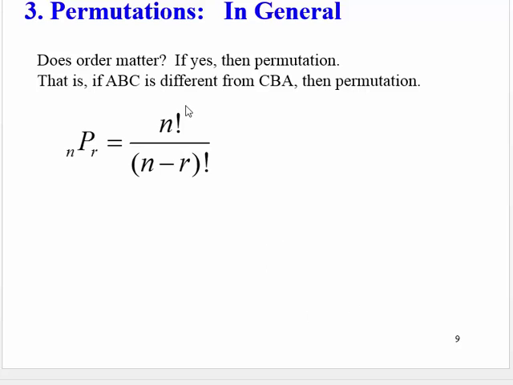In general, the question is, does order matter? And if it's yes, then we use permutation. That is if ABC is different from CBA. A came in first, C came in first here, so it's different, and it's a permutation. So the general formula is, if we have n people and we're choosing r of them, then we have r spots, and we have n factorial divided by n minus r factorial.